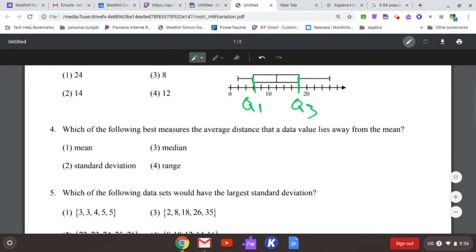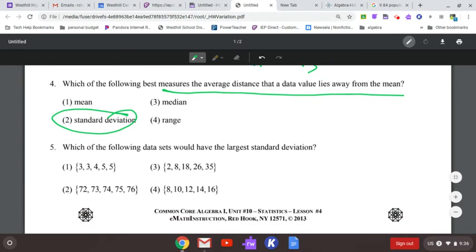Number 4 is just a vocab type question. Which of these words measures the average distance that a data value lies away from the mean? That's what your standard deviation is. Standard deviation is measuring how far apart the data is, how spread out the data is. That goes into number 5, which asks which one would have the largest standard deviation, and that's going to be the set of data that is the most spread out. Using that, you should be able to answer number 5.